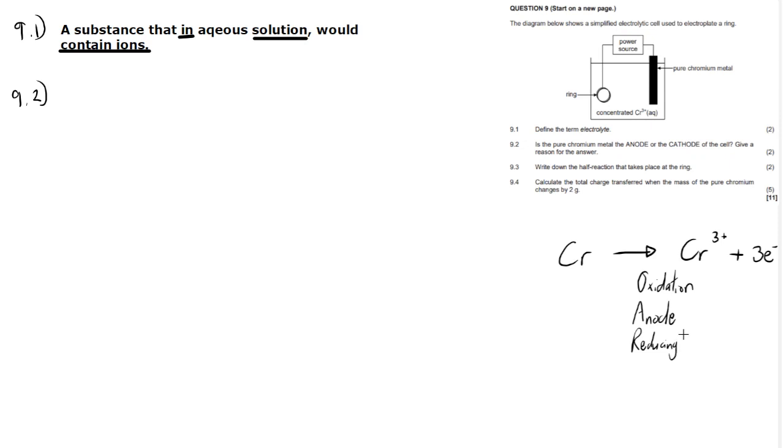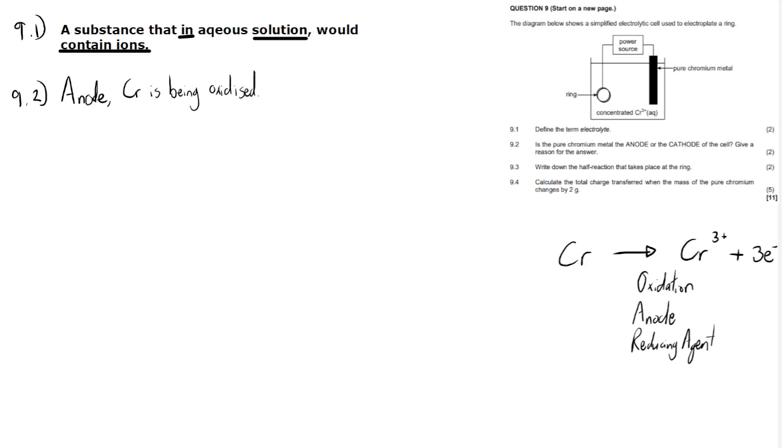Okay, so you see how we take note of all our information. These 3 things go hand in hand, and please take note of them all together. So is the pure chromium metal the anode or the cathode? Give a reason for your answer. It is the anode, and it is losing electrons. What did we say? We said that the chromium is being oxidized.